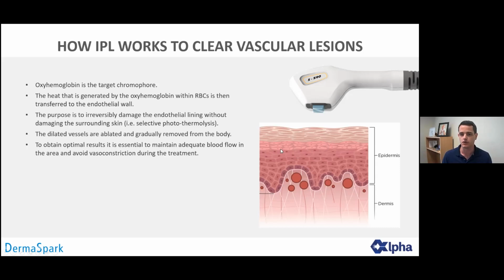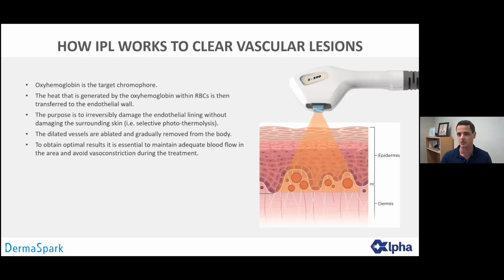transferred to the endothelial walls. And the purpose of the treatment is to damage the endothelial lining without damaging the surrounding tissue, of course. The purpose is to damage the walls of the vessels and not the red blood cells themselves. And this is what we are trying to achieve in terms of selective photothermolysis. Once we are ablating the dilated vessels, it will take a few weeks for the body to remove the debris, and eventually the dilated vessels will be cleared from the skin.